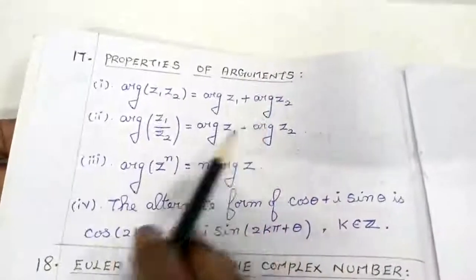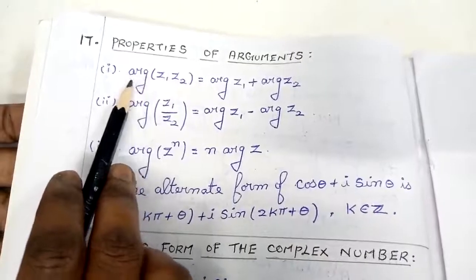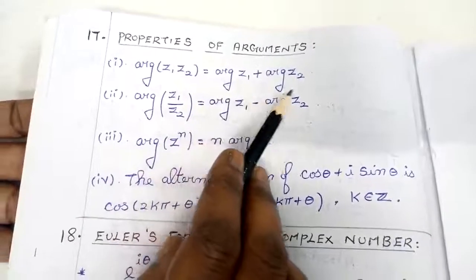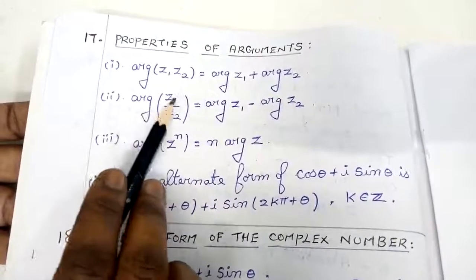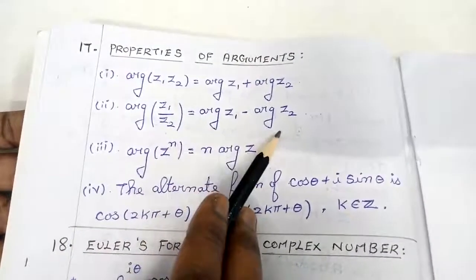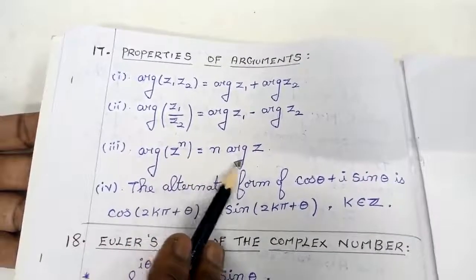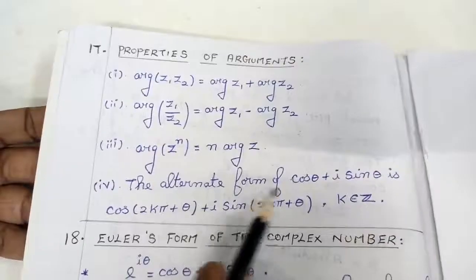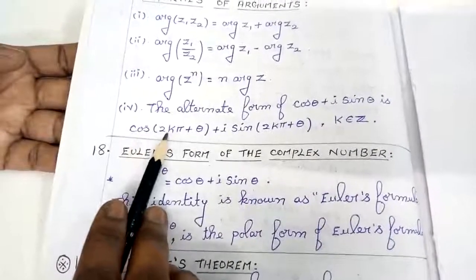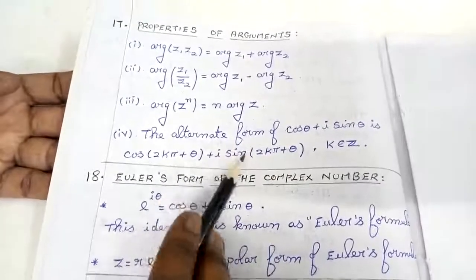Properties of argument. Argument, ARG, is the notation I am going to use here. Argument of z1 into z2 can be written as argument of z1 plus argument of z2. Argument of z1 divided by z2 can be written as argument of z1 minus argument of z2. Argument of z to the power n can be written as n times argument of z. The alternate form is given like this: cos theta plus i sin theta is cos (2k pi plus theta) plus i sin (2k pi plus theta). These are just the properties given for argument.